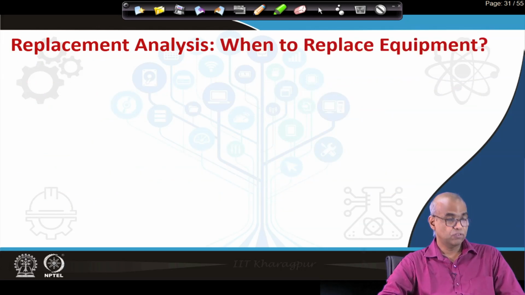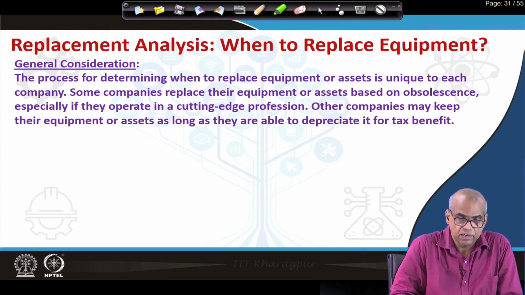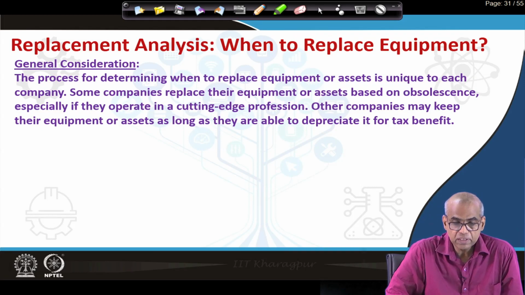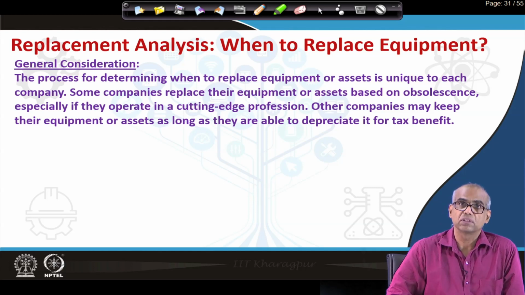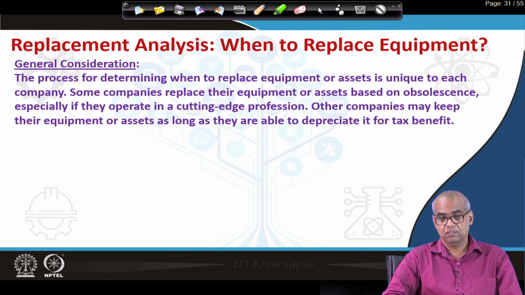Now, let us try to understand when to replace a piece of equipment. Now, first general considerations. The process for determining when to replace equipment or assets is unique to each company. Some companies replace their equipment or assets based on obsolescence, especially if they operate in a cutting edge profession. So, they will always like to use newer and newer technology and so newer and newer equipment. Other companies may keep their equipment or assets as long as they are able to depreciate for tax benefit.